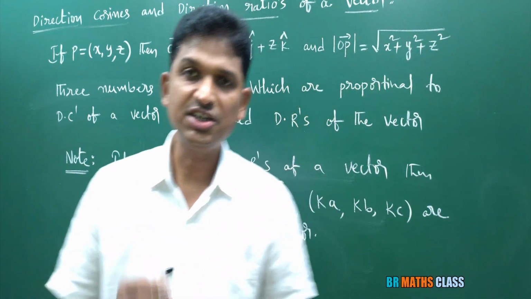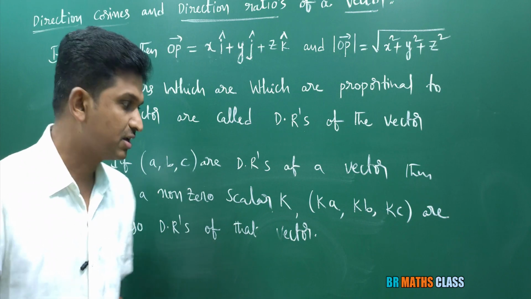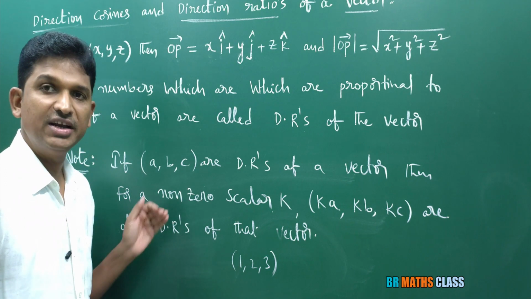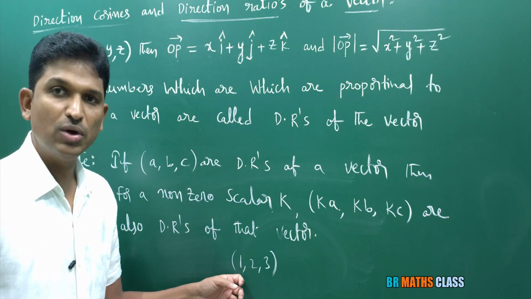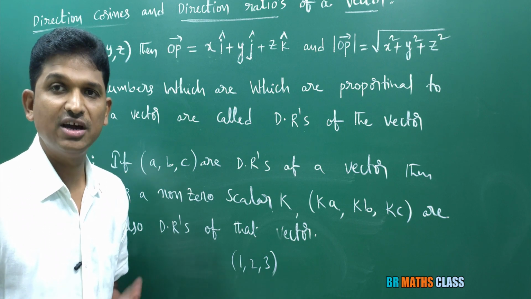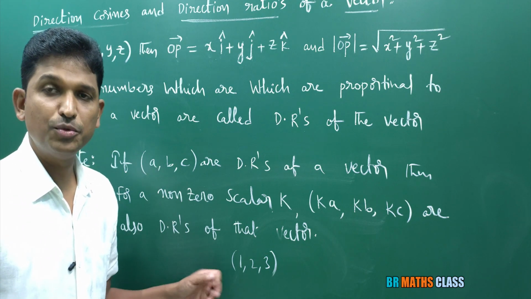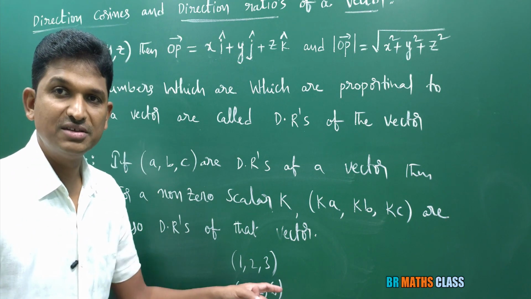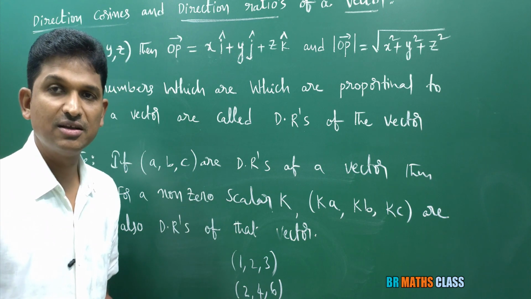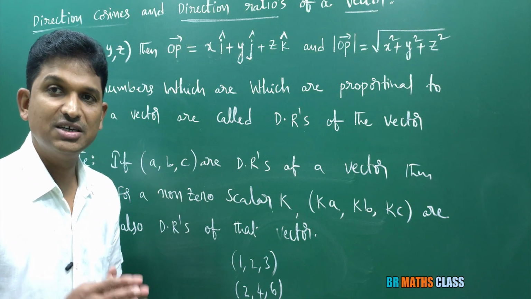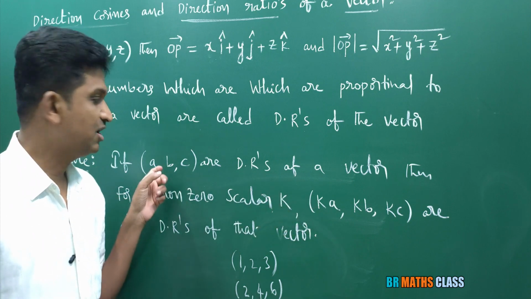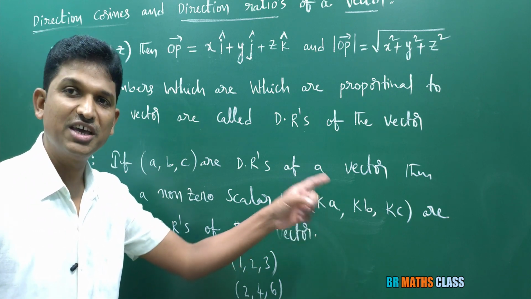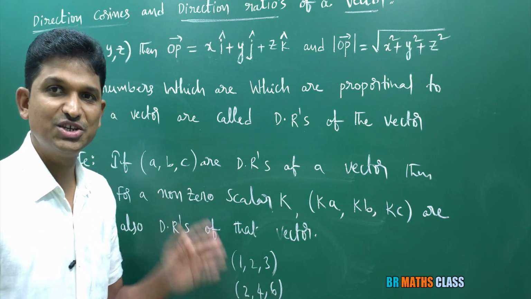This tells you that direction ratios of a vector are not unique. For example, there is a vector whose direction ratios are 1, 2, 3. Then if I take a non-zero scalar k, k into 1, k into 2, k into 3 are also direction ratios of that vector. Suppose you take k equal to 2. Multiply all these with 2, what you will get? 2, 4, 6. These are also direction ratios of that vector. So, direction ratios of a vector are not unique. If a, b, c are the direction ratios of a vector, then for any non-zero scalar k, ka, kb, kc are also direction ratios of that vector.